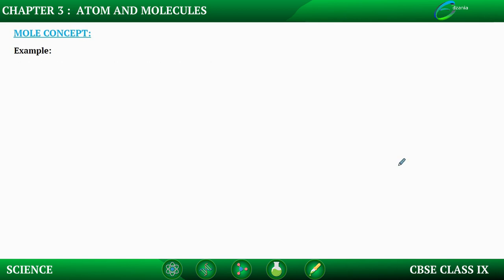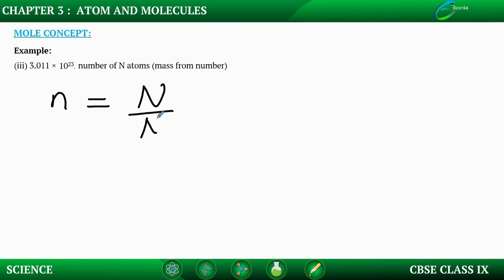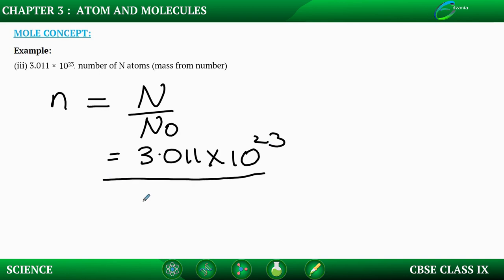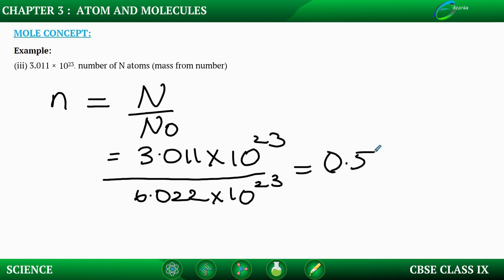The next is 3.011 into 10 raised to 23 number of N atoms. We need to find the mass from this given number. We already know how to calculate the number of moles. The number of moles, small n, will be calculated by the formula small n equals capital N upon Avogadro's number, N0, where capital N is the number of given particles. So the number of given particles is 3.011 into 10 raised to 23, upon Avogadro's constant, 6.022 into 10 raised to 23. The answer is 0.5.